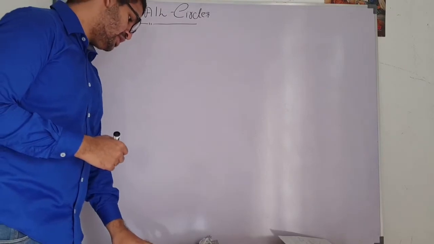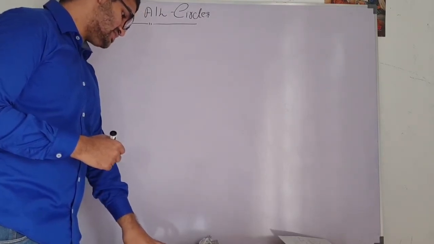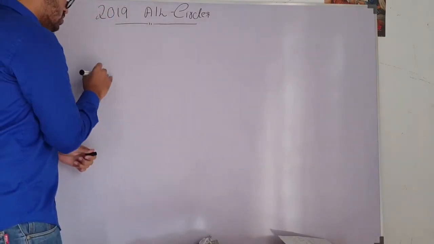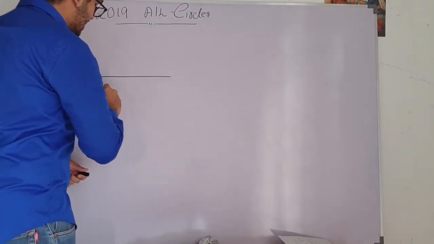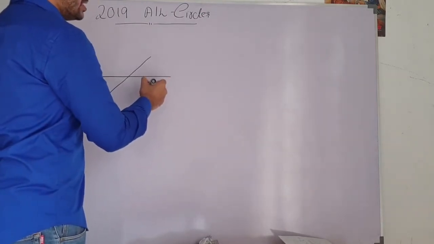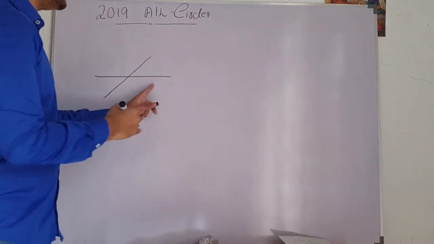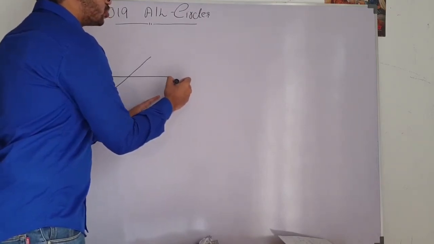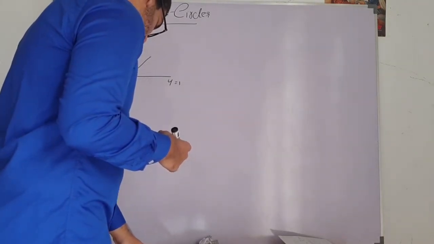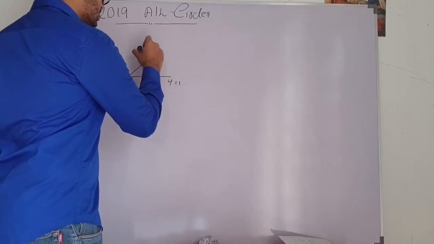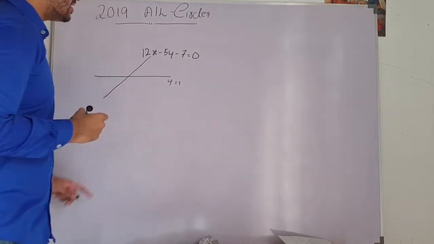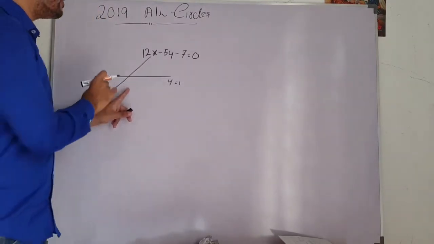Write down the coordinates of the point of intersection A of the straight lines 12x minus 5y minus 7 equals 0 and y equals 1. So now you have a straight line, and they say that there is also a straight line which is y equals 1. So we consider y equals 1 and 12x minus 5y minus 7 equals 0. They asked you to find the point of intersection of these two straight lines.